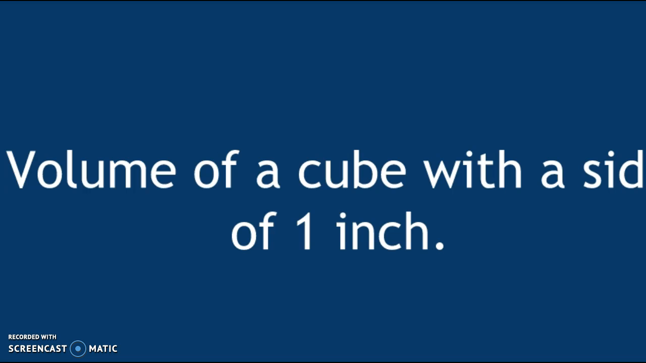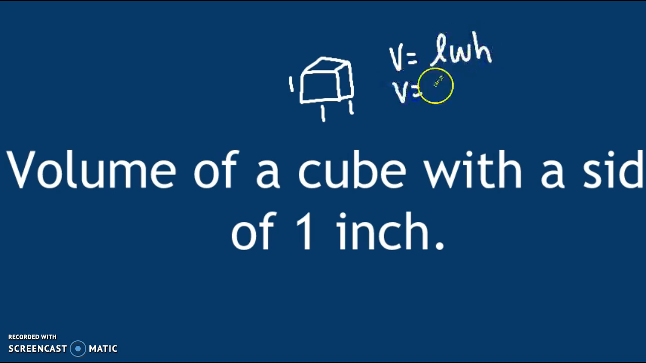All right, volume. Volume of a cube with a side of 1 inch. So for a cube, if one side is 1 inch, then the height is 1 inch and the depth is 1 inch. Volume of a cube is length times width times height. And 1 times 1 times 1 is 1 cubic inch.